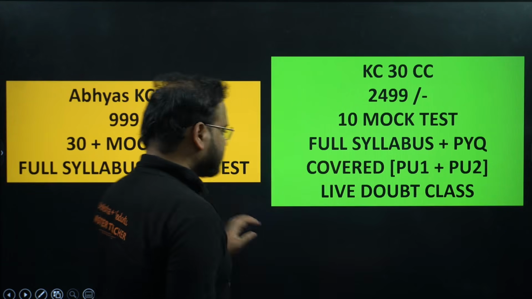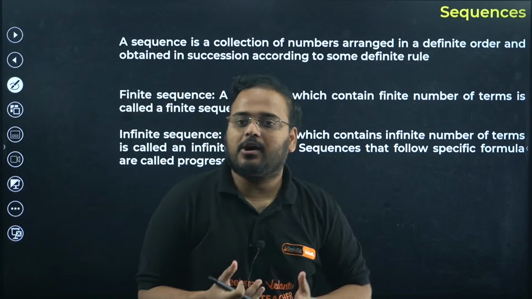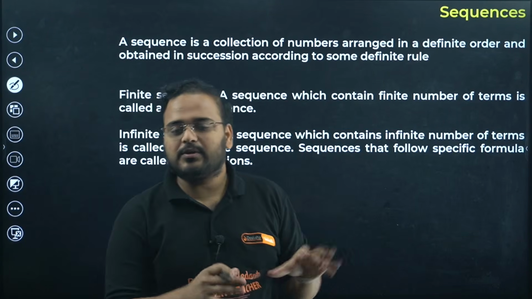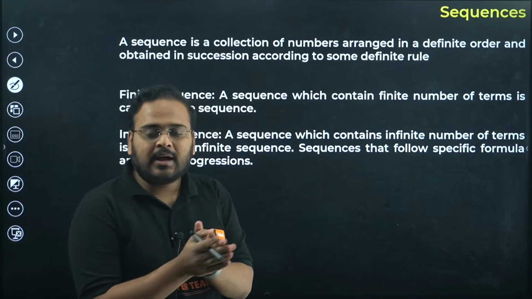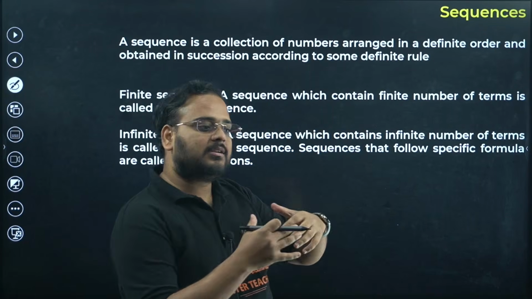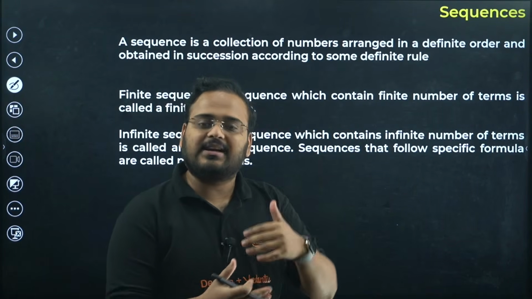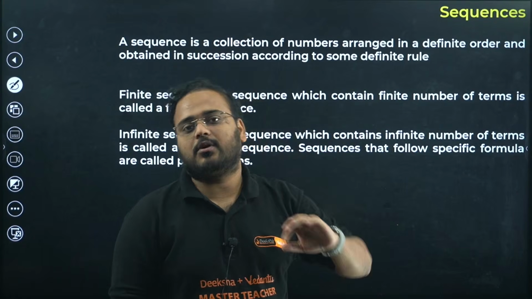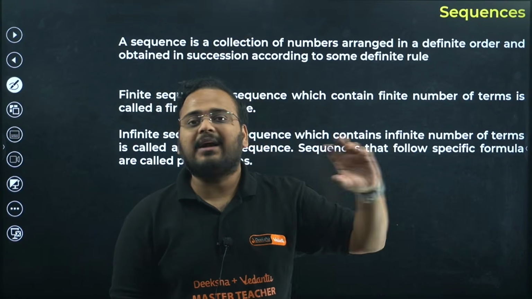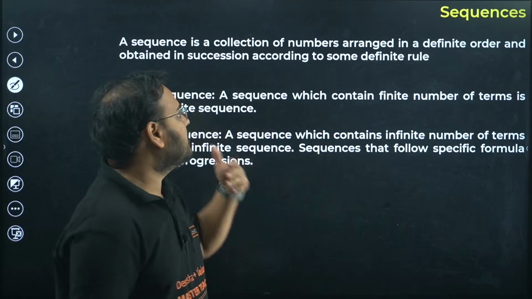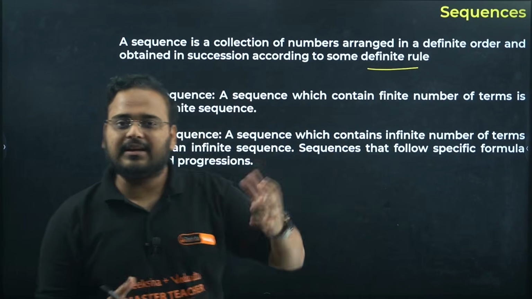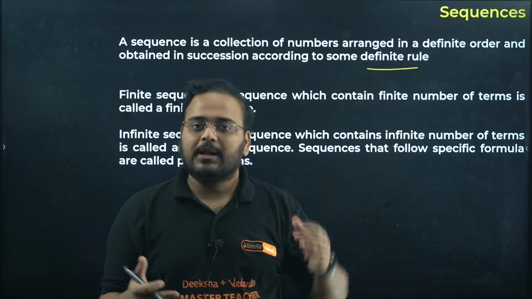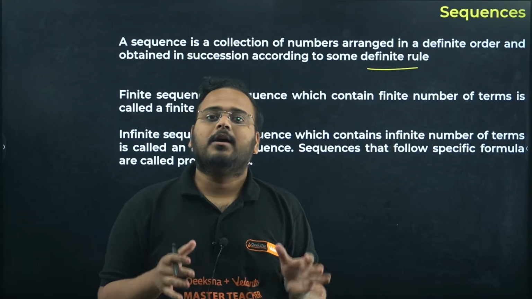Let's start the class. So first thing is, let's talk about your definition of sequence. What is a sequence? It is a collection of numbers arranged in a definite order, and there exists a definite succession, meaning how a second number comes after the first, or the third number comes after the second. There's a pattern. That is called some definite rule, and this rule can vary: arithmetic, geometric or harmonic. In this case we'll talk more about geometric progression.